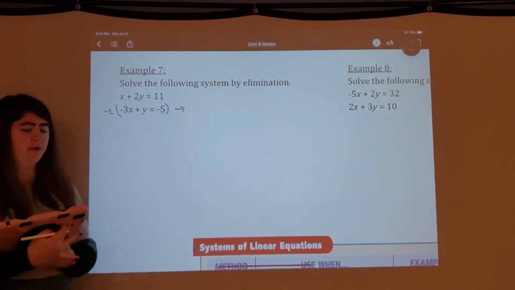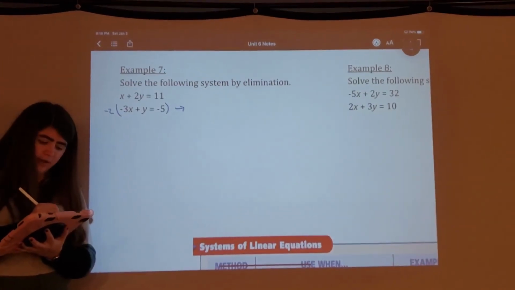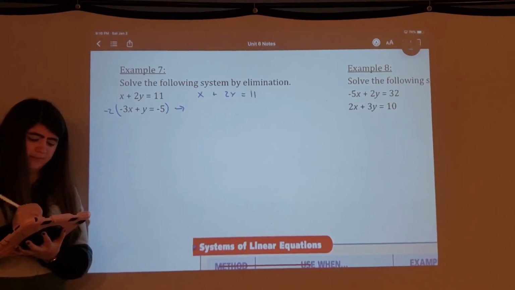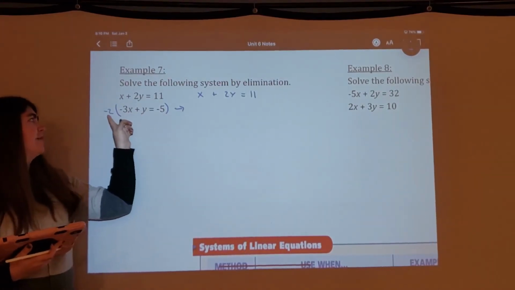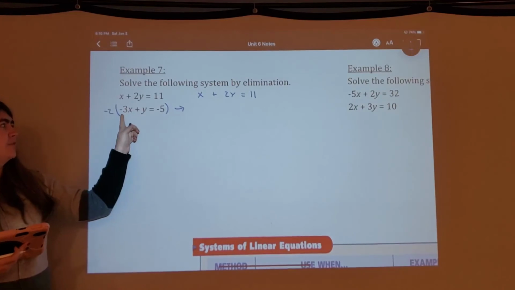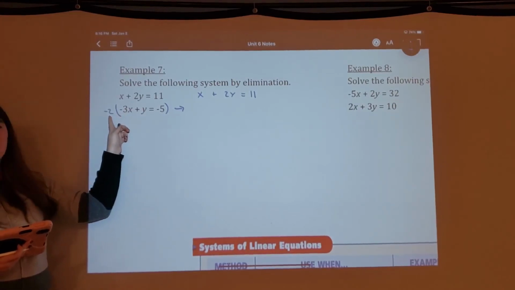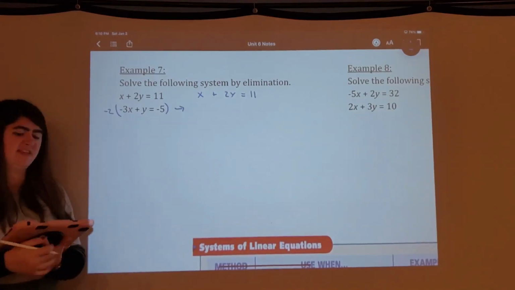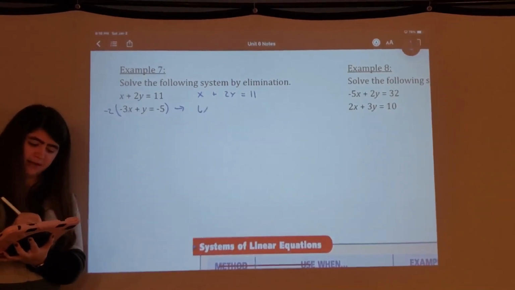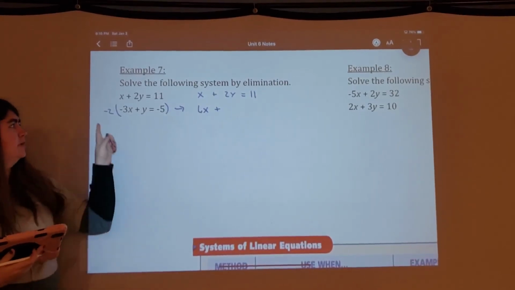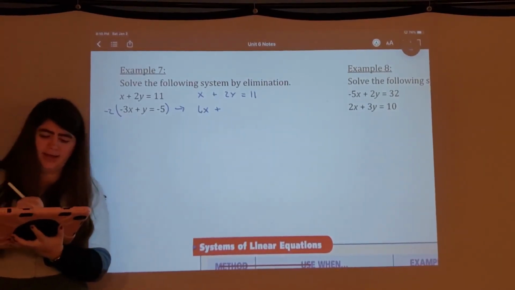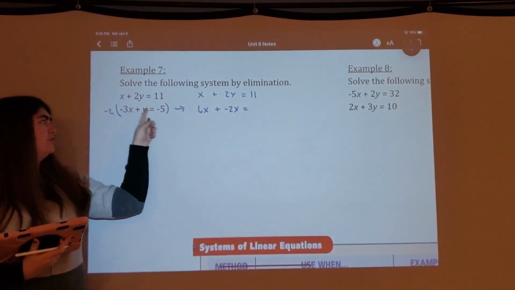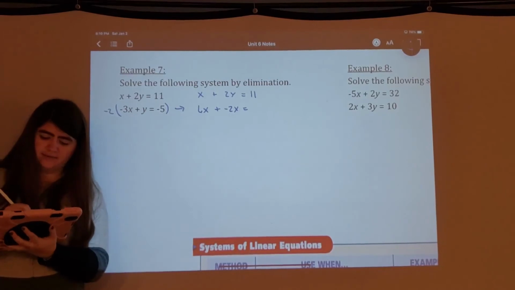So I'm going to start by rewriting my first equation above it. So I have x plus 2y is equal to 11. Now I'm going to multiply this whole thing. So I have negative 2 times negative 3x. Those are both negative. A negative times a negative is a positive, so that gives me 2 times 3, which is 6. So I have 6x plus negative 2 times y is negative 2y is equal to negative 2 times negative 5 is equal to positive 10.